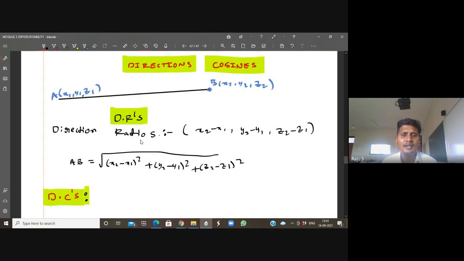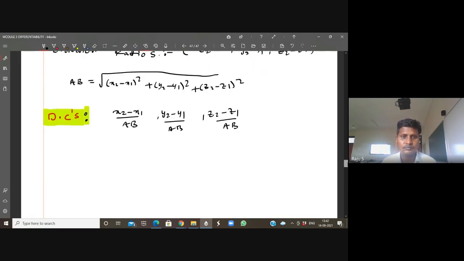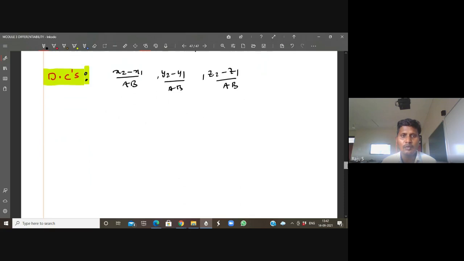After finding the direction ratios from A to B, the direction cosines are given by x2 minus x1 by AB, y2 minus y1 by AB, z2 minus z1 by AB. That's all. Got it, students?